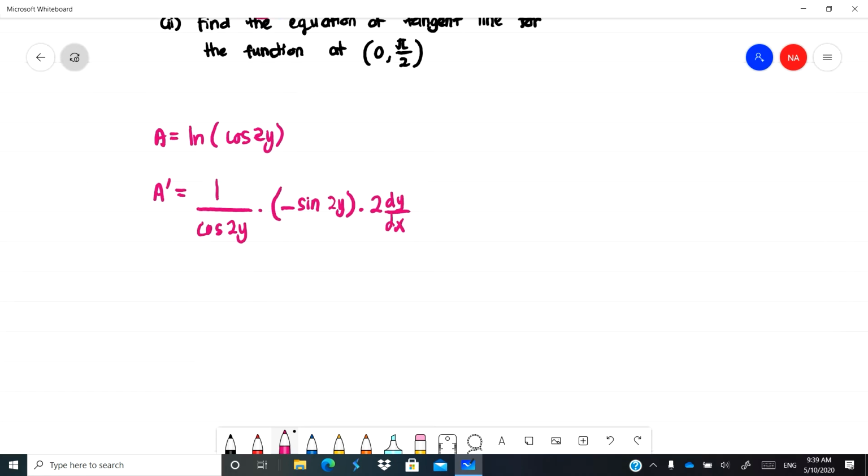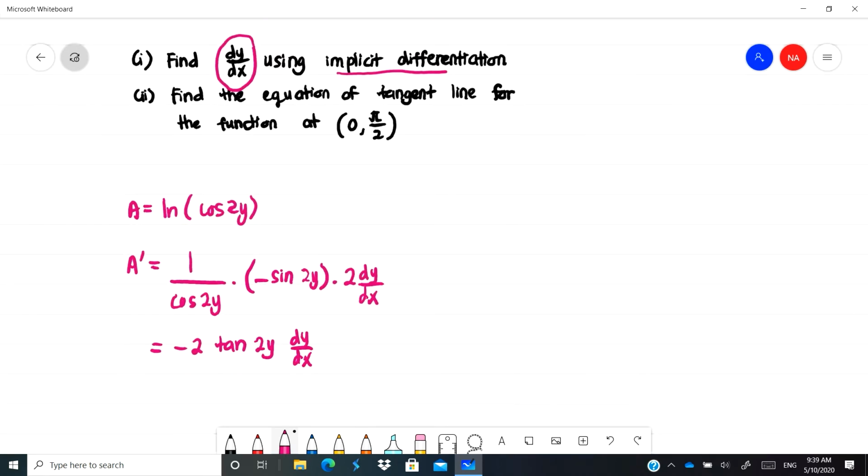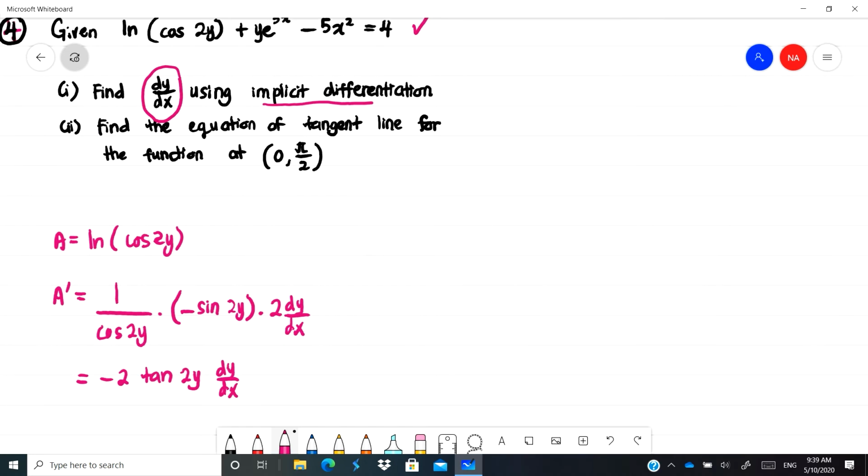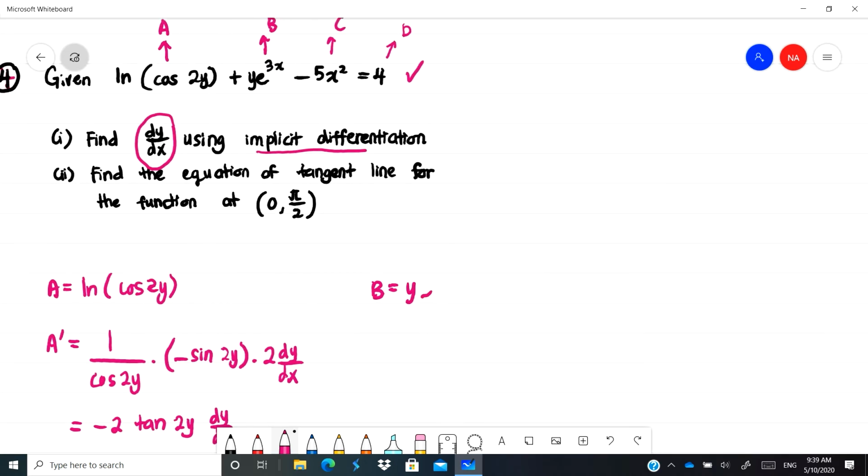If I simplify this, I'll get negative 2 tangent, sine over cos, tangent of 2y dy over dx. Please try to simplify. Then I'm going to differentiate B. B is y e to the power of 3x.